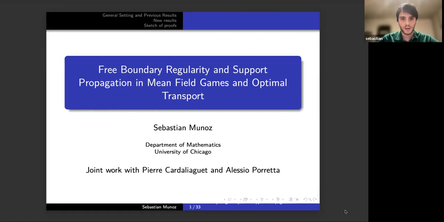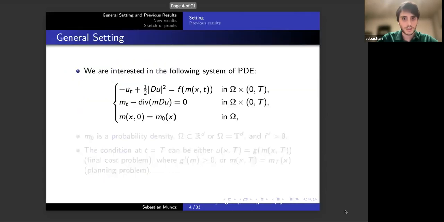So I will be talking about some new results about a specific system of PDE. This is a system that has two equations. It's a coupled system of a Hamilton-Jacobi equation and a continuity equation. The first one is Hamilton-Jacobi, the second one is a continuity equation. We notice that the two equations are coupled by this nonlinearity on the right-hand side.